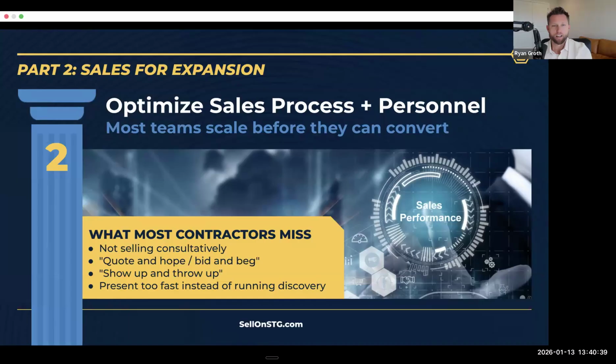Just joking. Okay. Optimize sales process and personnel, right? This is a big one. Most teams scale before they can convert. They're like, yeah, we need more, right? That's super, super important. But I think a lot of contractors miss selling consultatively. And how do you define selling consultatively? Well, consultative selling is the ability to ask good, great, and tough questions in the sales process and use active listening skills. Most sales reps don't do that. I don't know how many times, if you were to pay attention to sales reps, listen to the ride-alongs, go on there and listen.